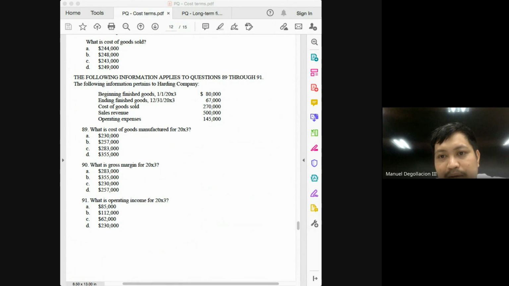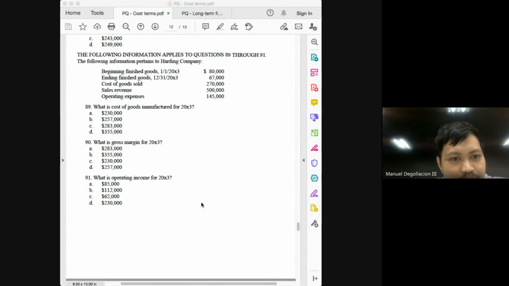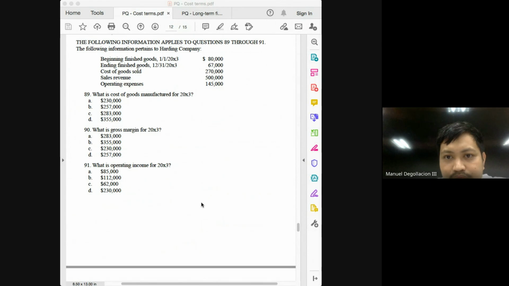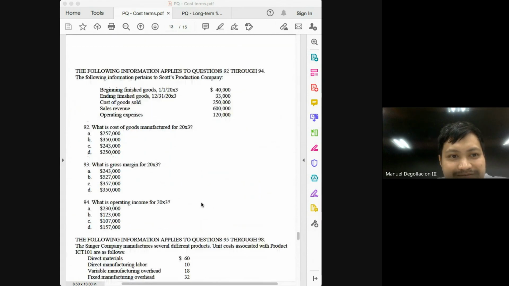What is operating income? Operating income would be your gross profit minus OPEX. We've already solved for gross profit, class. Yes, 230. OPEX given? Yes, all you have to do is deduct 145 from 230. That will give you 85,000. I doubt your exams will be this easy. Maybe because we're just still at the introductory part.